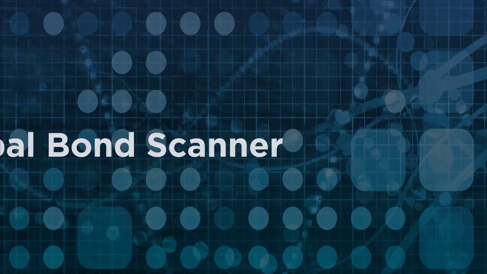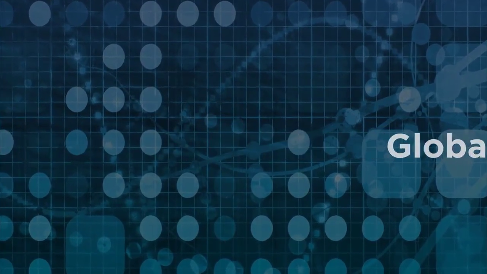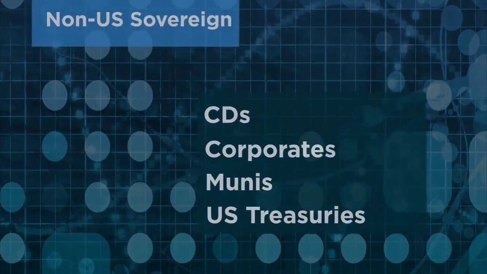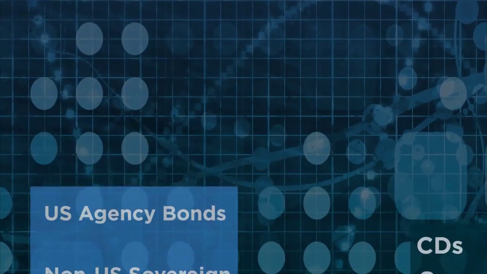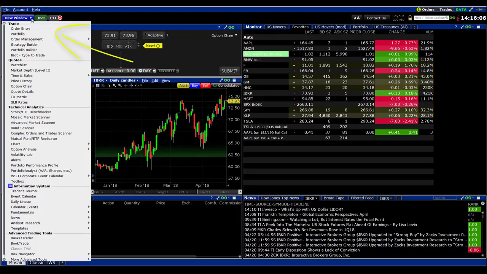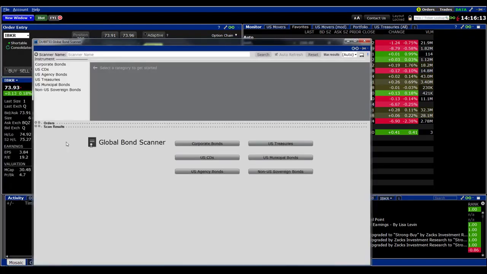This lesson will introduce the Global Bond Scanner and help you configure it to restrict the results to bonds of certain coupon, maturity, or yield constraints. To access the scanner, click the blue New Window button to the upper left of the Mosaic interface. Under the Technical Analytics category, locate and click the Bond Scanner. This will open the scanner in a separate window.